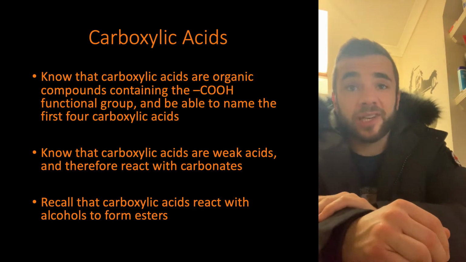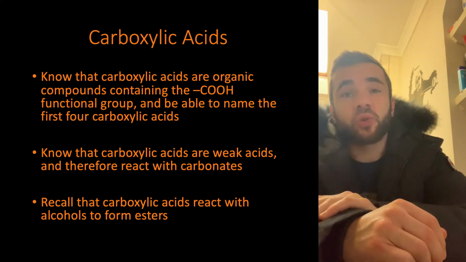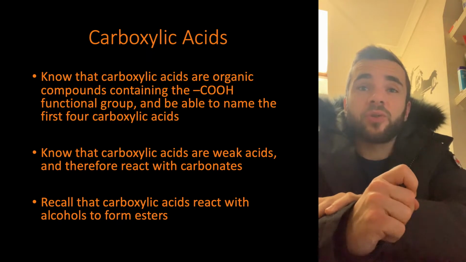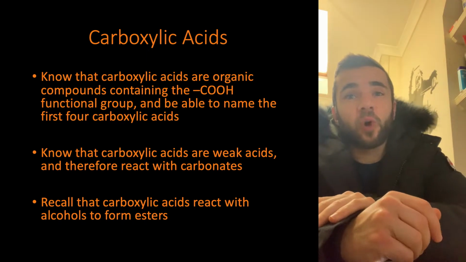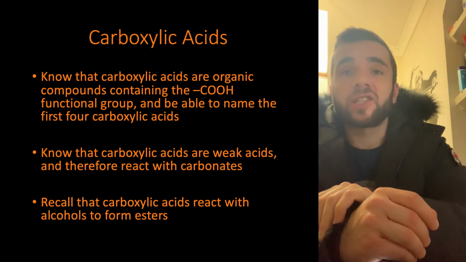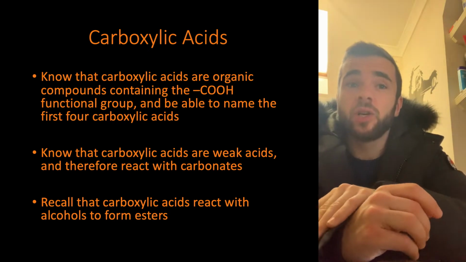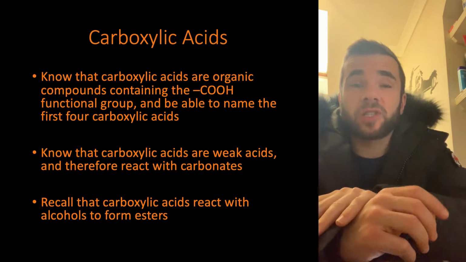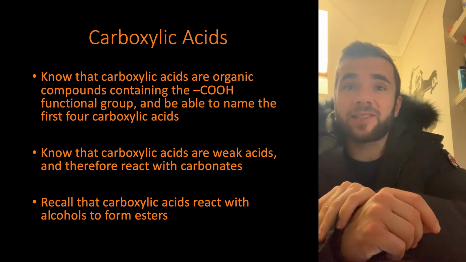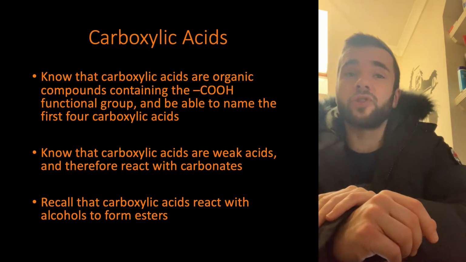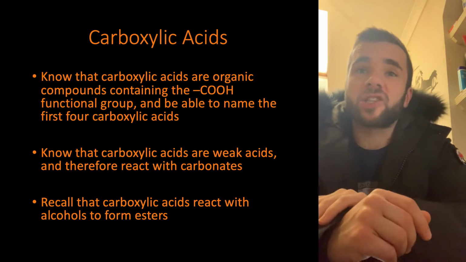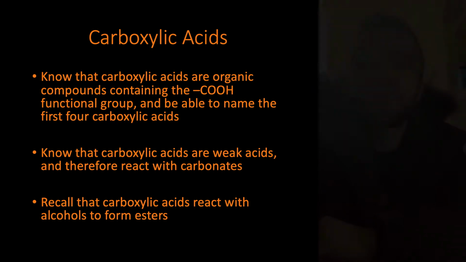Right, so you need to know what carboxylic acids are. You need to know their functional group, which is the COOH group. You also need to be able to draw and name the first 4 carboxylic acids. You also need to know that they are, in fact, acids, as the name suggests. They're weak acids, but they do react like acids do, for example, reacting with carbonates. Finally, you need to know that carboxylic acids can react with alcohols in order to produce esters, and then you need to know a little bit about esters as well. So let's dive straight into that right now.